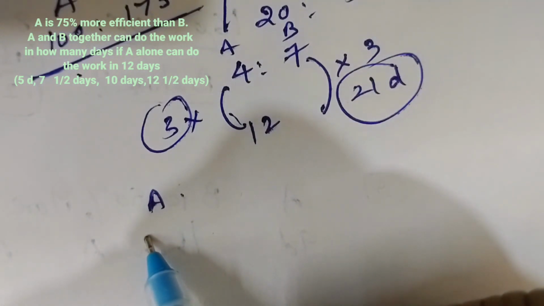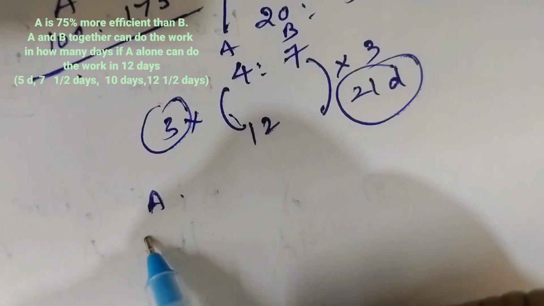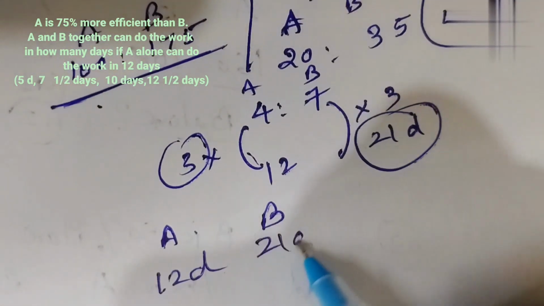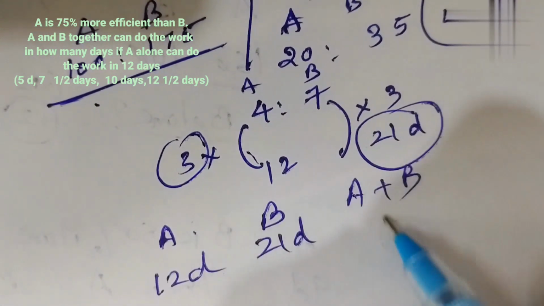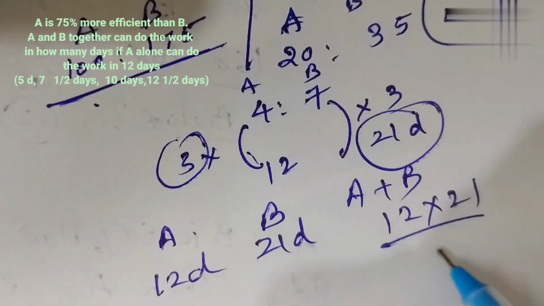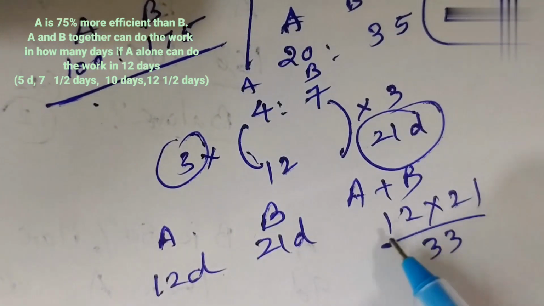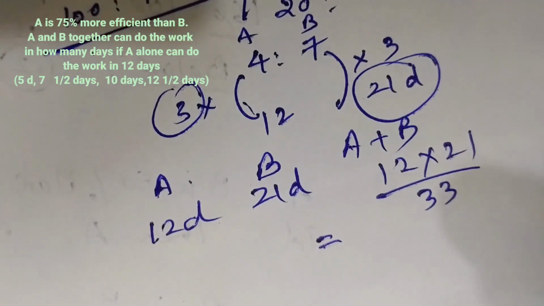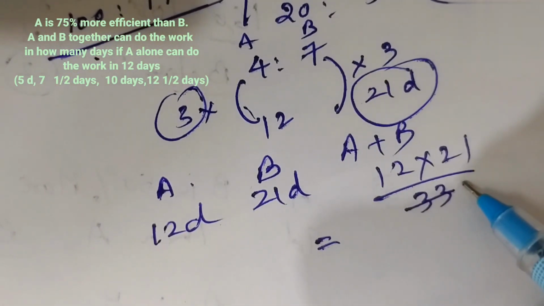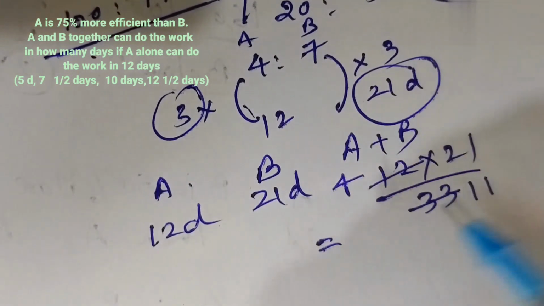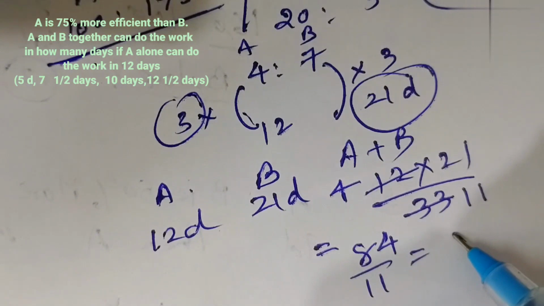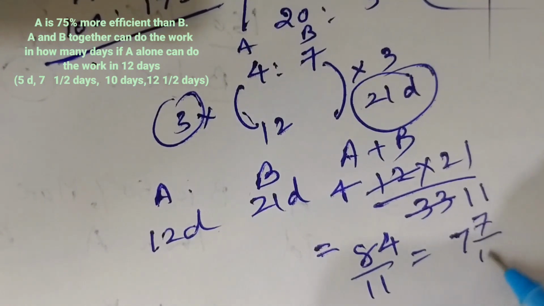Here how much do we get, dear students? A can do a work in 12 days. B can do it in 21 days. A plus B means 12 into 21 by 33, because 12 plus 21 is 33. That is nothing but A into B by A plus B. So 3 11s are 33, 3 4s are 12. 84 by 11. That is nothing but 7 by 11 days.